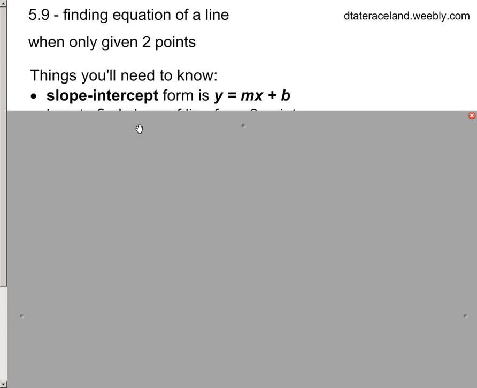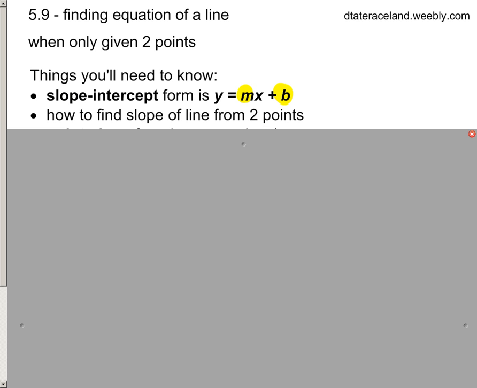First off, if they're wanting the slope-intercept form of the equation, you need to understand the basic is y equals mx plus b. That means you're going to need to find the m, which is the slope, and we're also going to have to find the b, the y-intercept. If we find those 2 things, we're done.